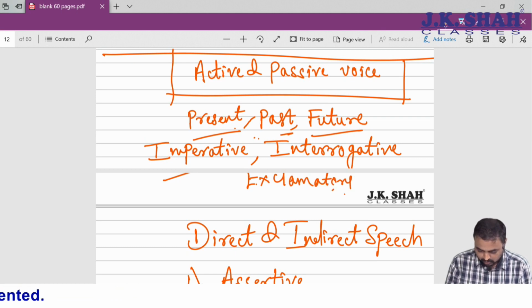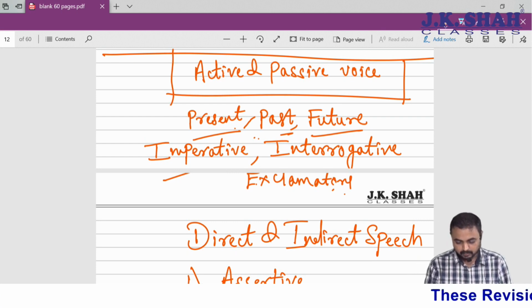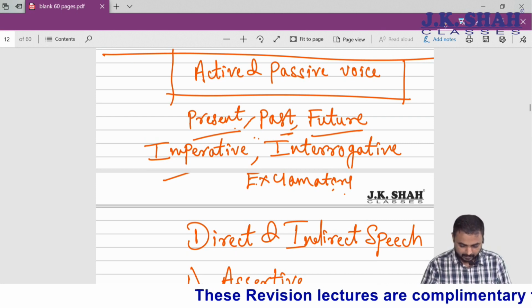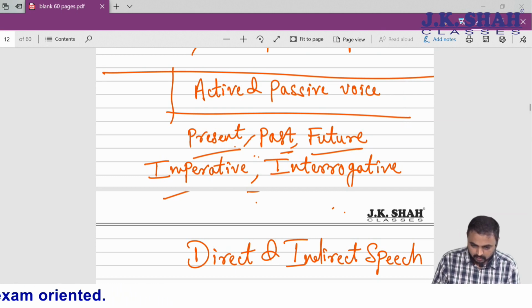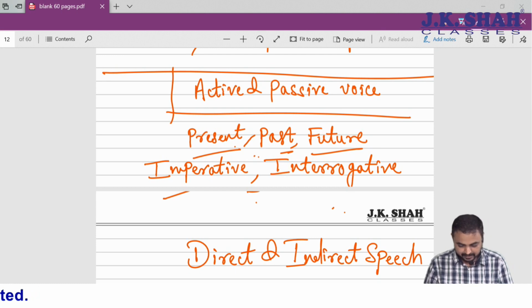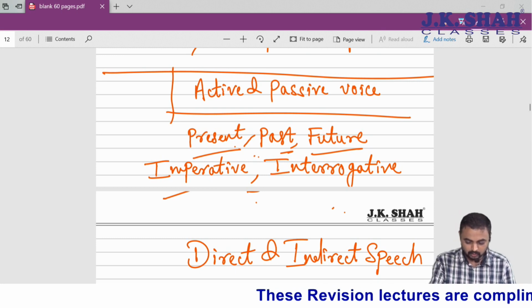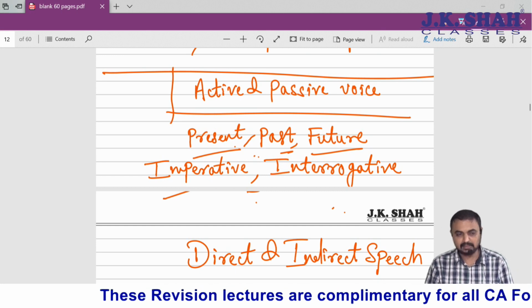In active passive voice, you will go through the various sentences, that is, sentences in present tense, past tense and future tense. Here the question can be in the form of present tense, past tense, future tense. There are several rules for the above sentences, present, past and future. Other than that, you will also go through imperative sentences, that is, in the form of order, request or advice.